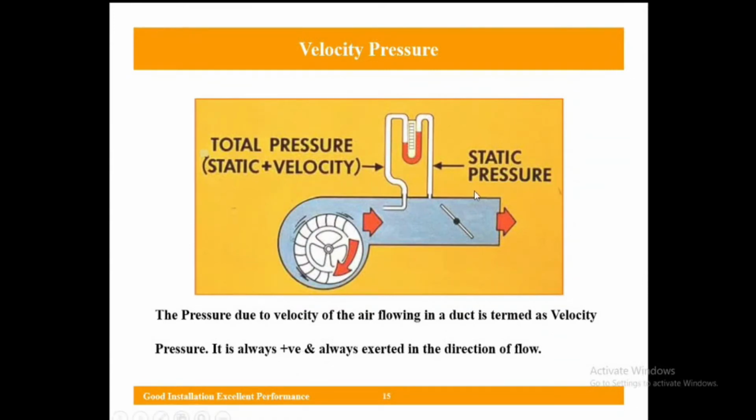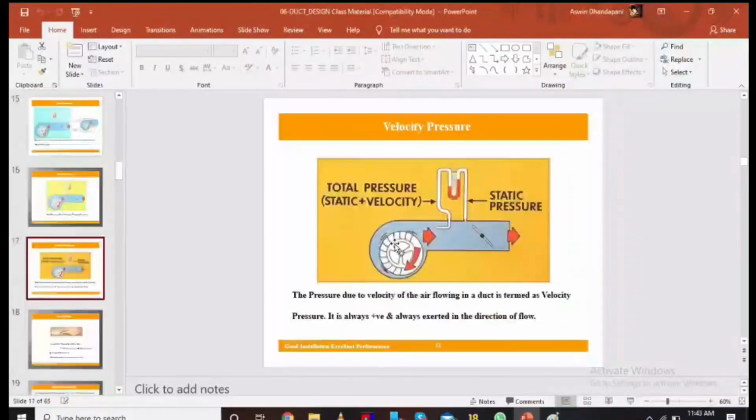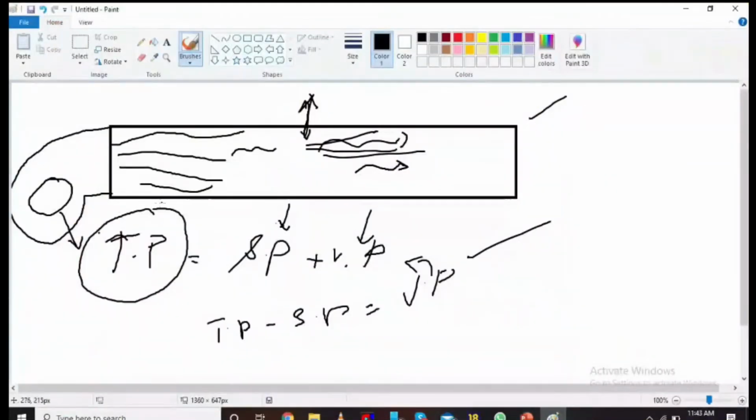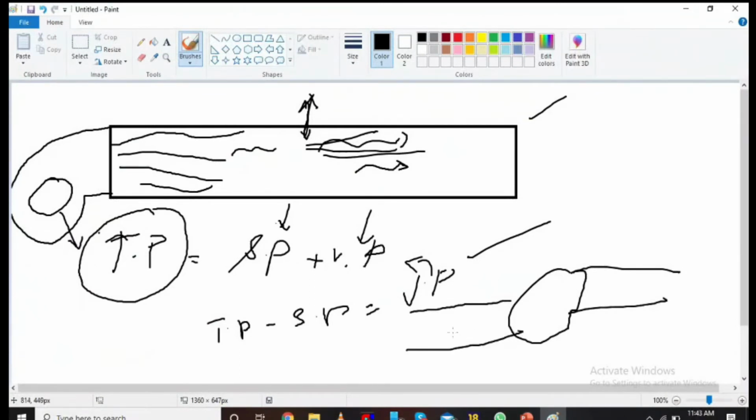Velocity pressure will always be positive. Okay, it can never be negative. I will tell you why. See, now we have a fan here. So this is the suction side of the fan. This is the discharge side of the fan.